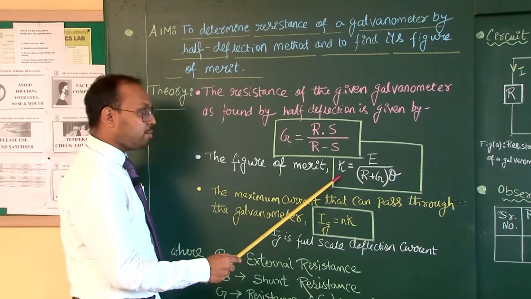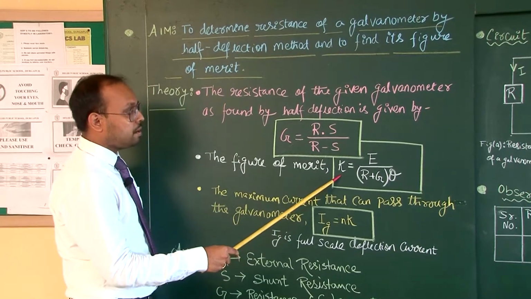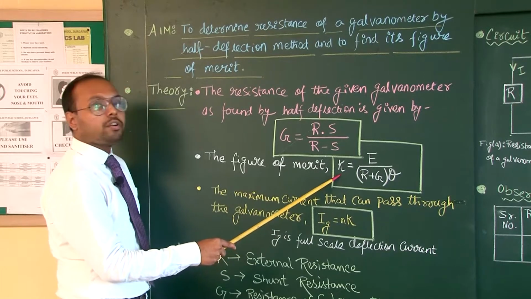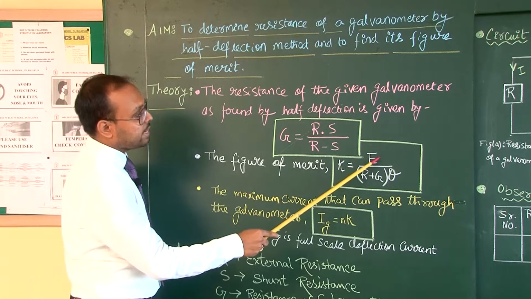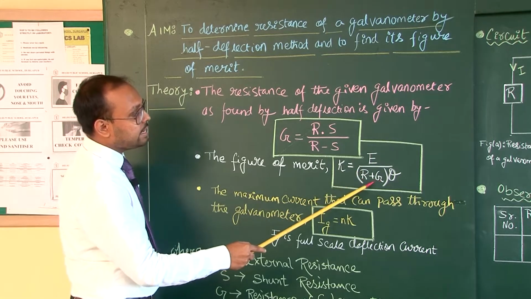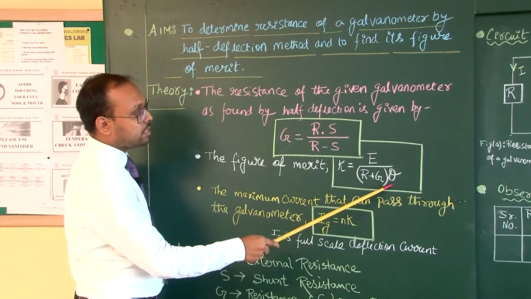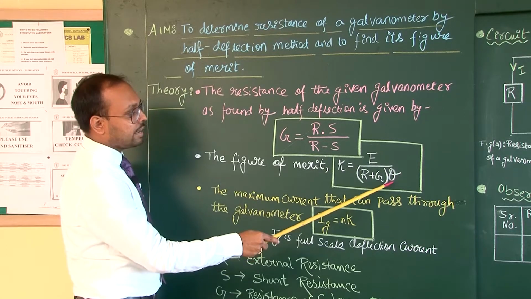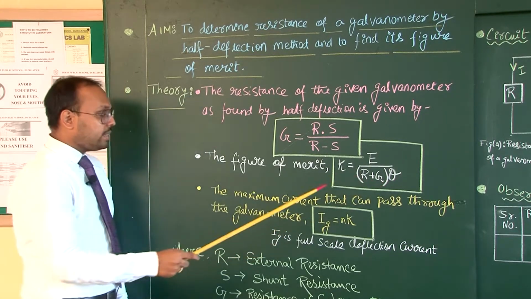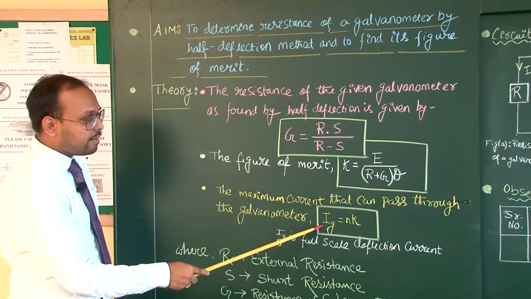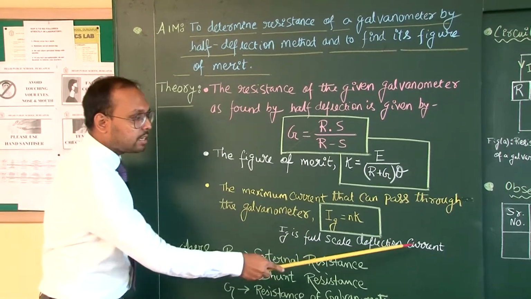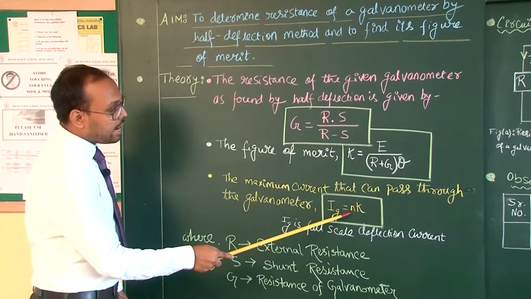Figure of merit, as I have told you, is the deflection shown by the galvanometer for unit current flow. So, for that, the value comes K equals EMF divided by R plus G into theta. Theta is the deflection, the maximum deflection the galvanometer is showing. Now, one thing to tell you: for maximum deflection, we will get the maximum current in the galvanometer, called the full scale deflection current. That depends on N into K.